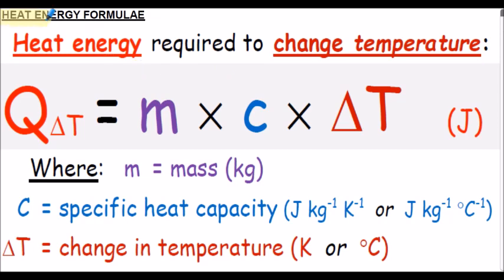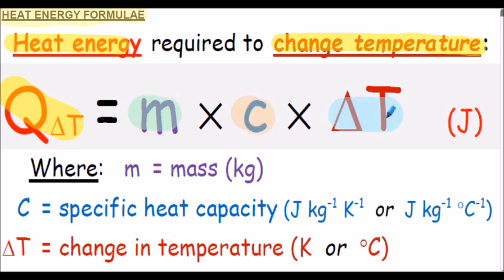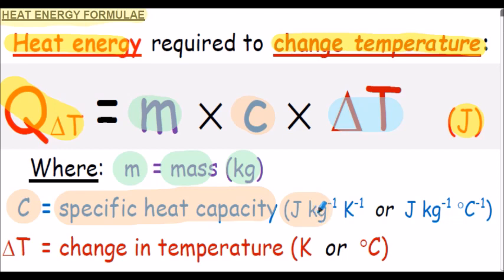Here are the heat energy formulae we'll be using within our calculations. First of all, the heat energy required to change temperature. This was reviewed in more detail in the previous presentation. So in this case, the Q to change temperature is equal to M multiplied by C multiplied by delta T. As always, heat energy is in joules, where M is the mass in kilograms, C is the specific heat capacity. That can be stated as joules per kilogram per K or joules per kilogram per degree C. And delta T is the change in temperature, and that's stated in K or degree C.